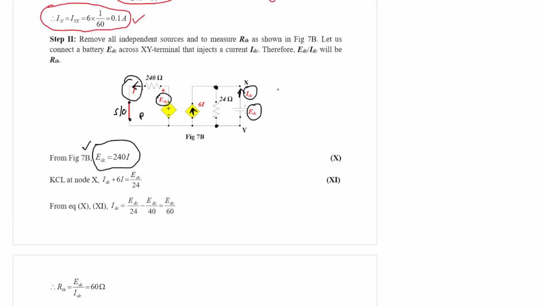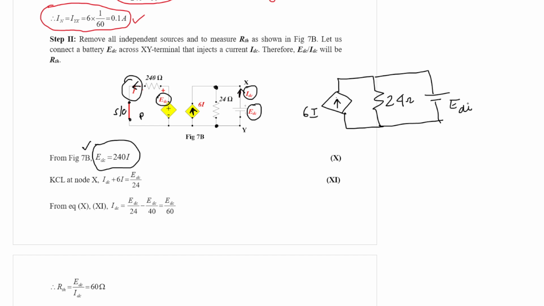Now, if you consider this node X, you see these two currents are entering this node. One current is IDC. So let me draw this part again. This 6I current, and then we have a 24 ohm resistor, and then we have a DC voltage source EDC, and we have a current IDC. So with respect to this node X, IDC is entering, 6I is also entering, but this is leaving.